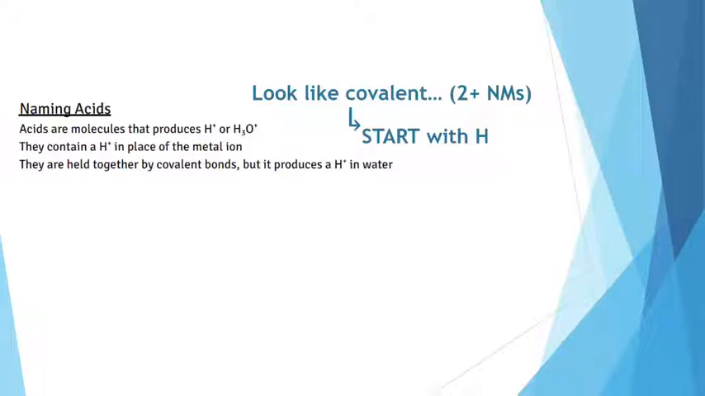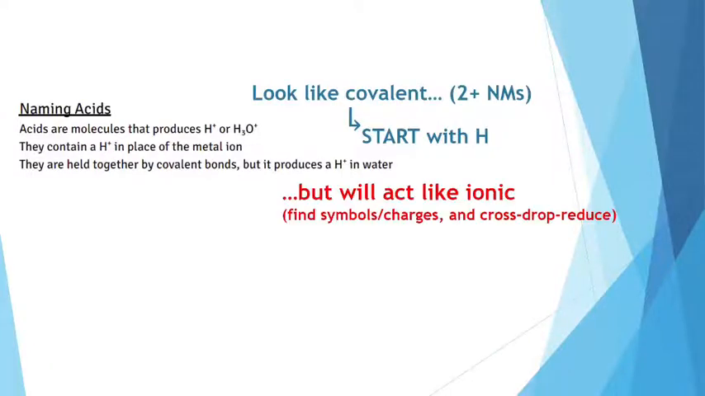Remember, it's not just black and white. There's some gray area in between. So these are actually going to act more like ionic compounds. You see they produce these charged H pluses in water, and they dissociate just like our ionic compounds do. So because they have these charges, we're going to find the symbols and charges for the two pieces of our acid and cross-drop reduce them just like we did for ionic. It's just that they look a little more like covalent. So it's kind of right in between those two.